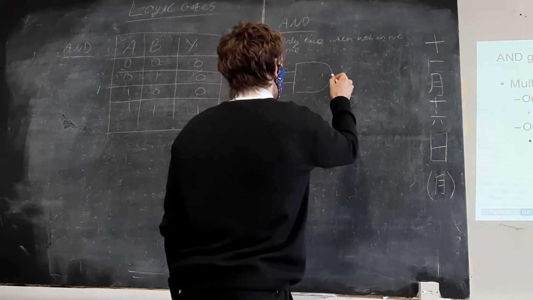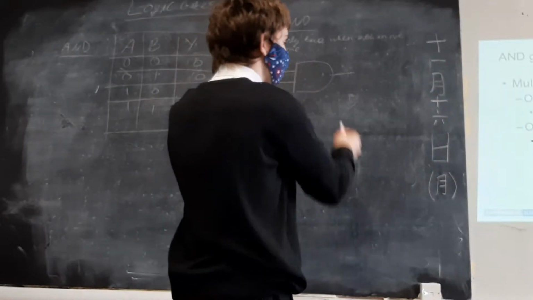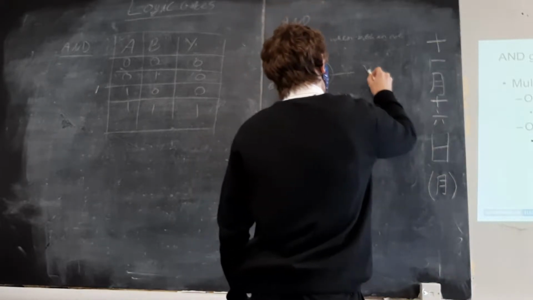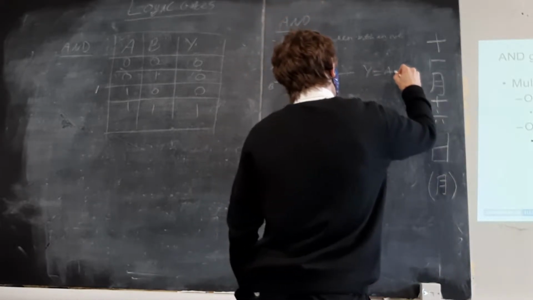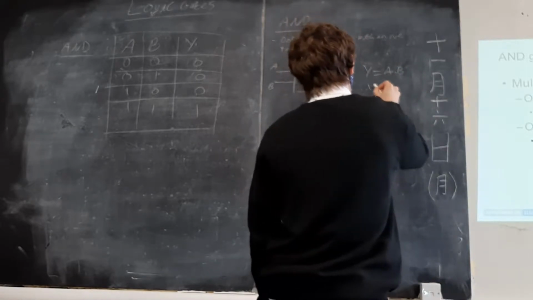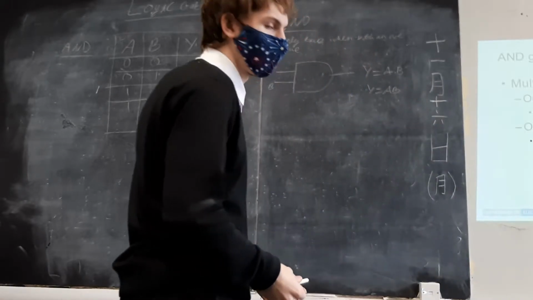This is the symbol for the AND gate, and you can write it as A dot B or without the dot. It really doesn't matter.